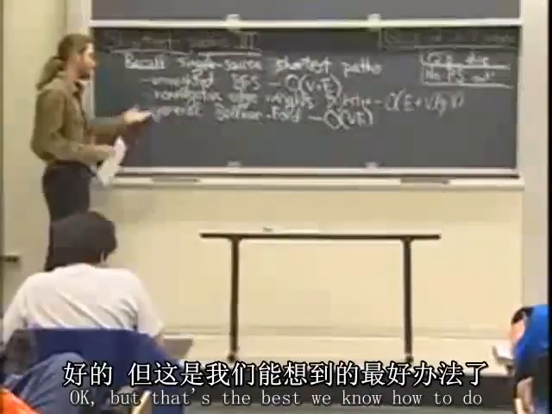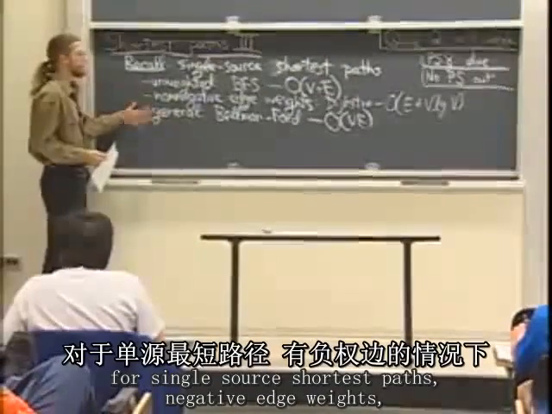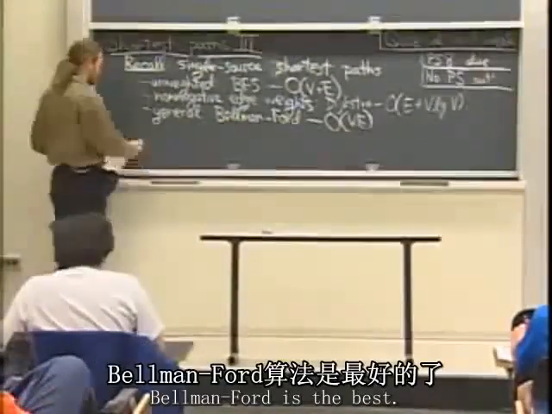But that's the best we know how to do for single source shortest paths. With negative edge weights, Bellman-Ford is the best.